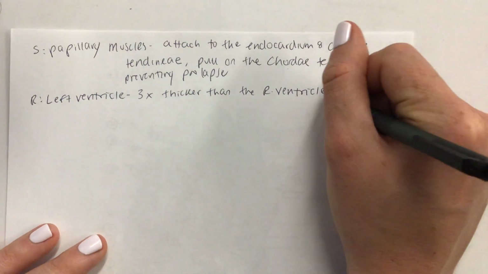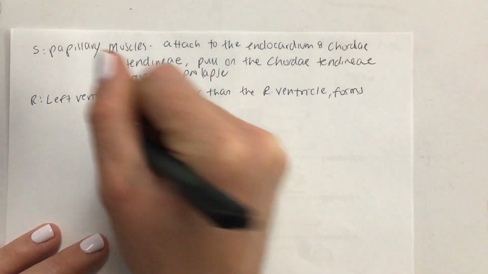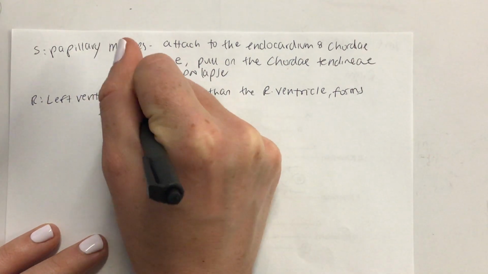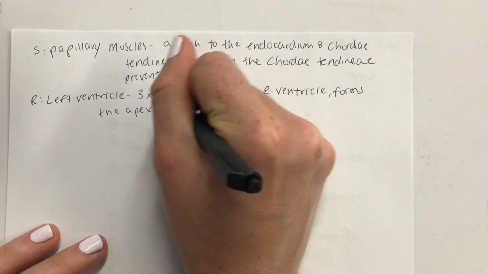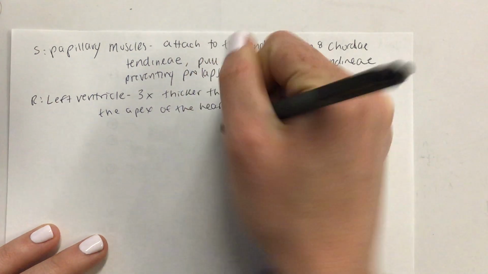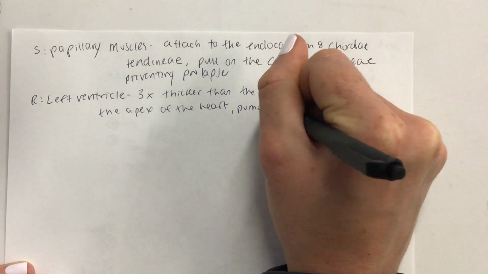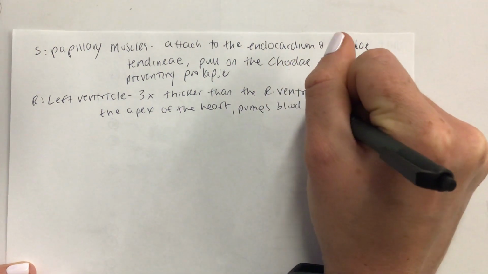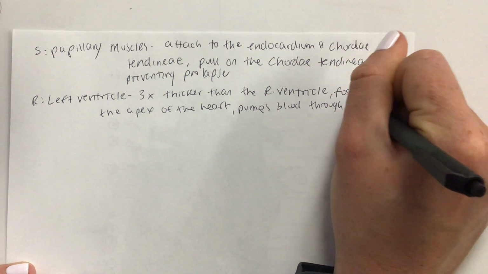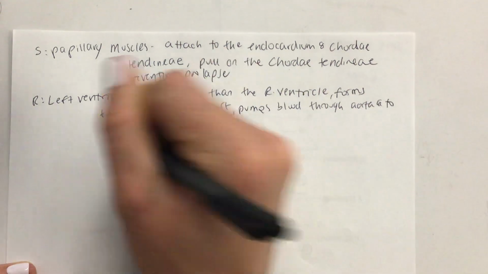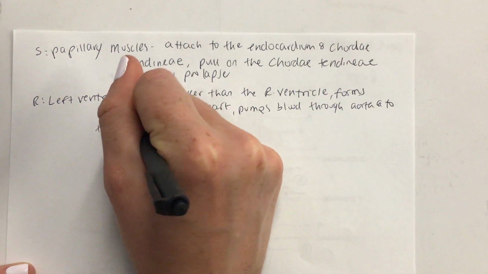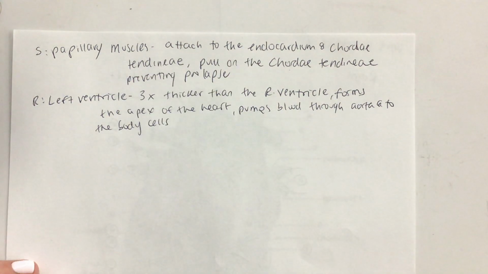It forms the apex of the heart, that tip on the left-hand side, and it pumps blood through the aorta and to the body cells, providing them oxygen for cellular respiration to make that ATP.